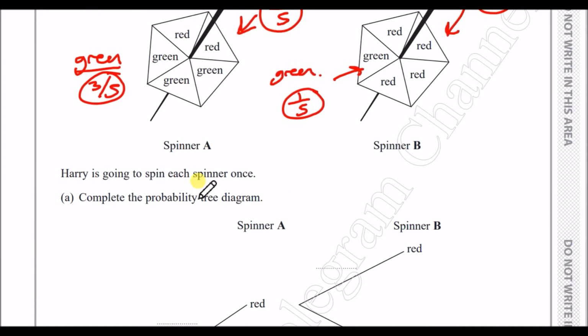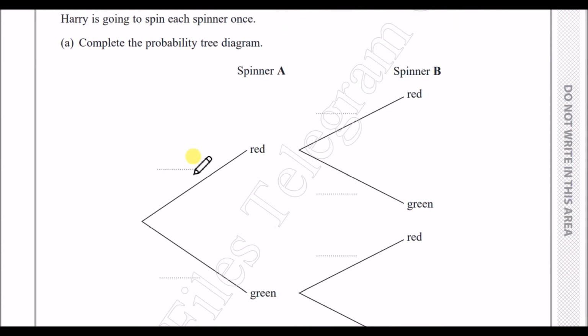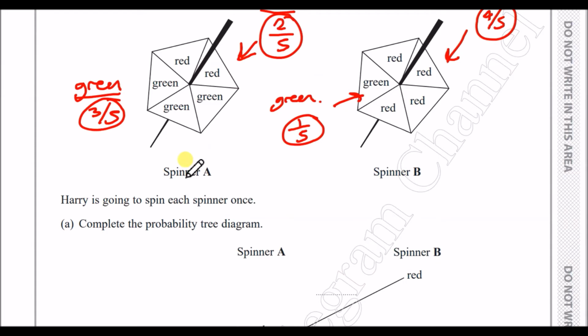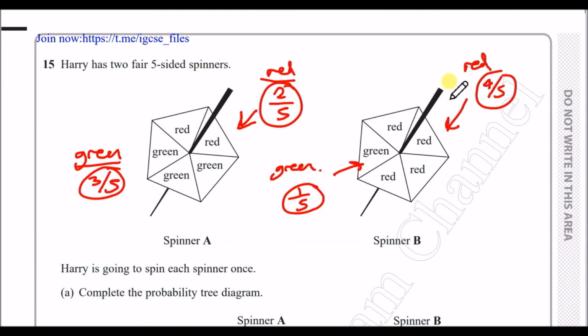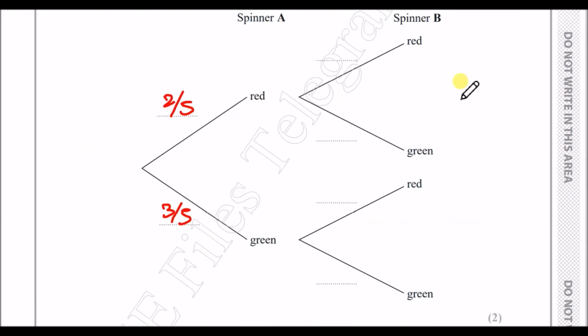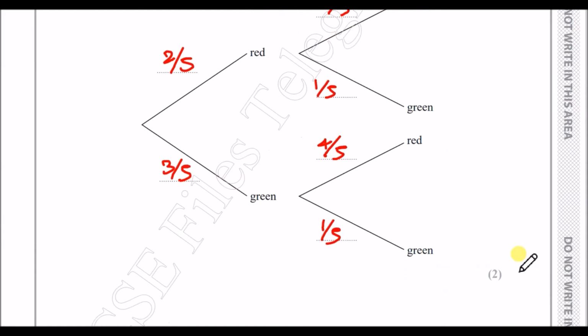Alright, let's keep going. Harry's going to spin each spinner once. Complete the tree diagram. Cool. So red was 2/5 for spinner A, and 3/5 for green. For spinner B, we found out that red was 4/5 and green is 1/5. So 4/5, 1/5, and then 4/5, 1/5. It's always going to be the same because no matter what, spinner B always has fixed probabilities and spinner A has fixed probabilities, no matter which route you go. Okay.